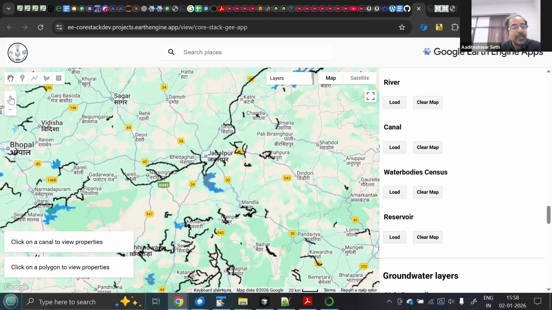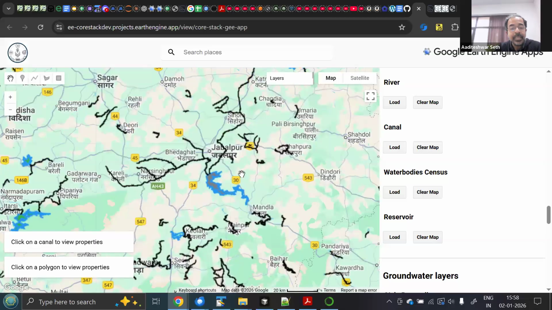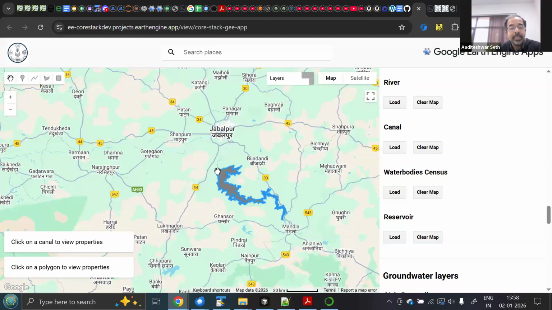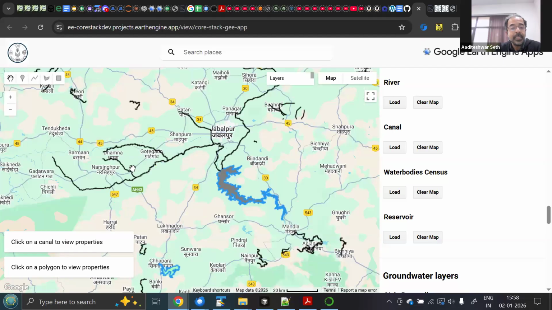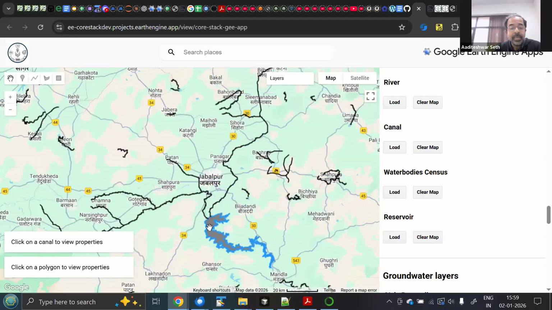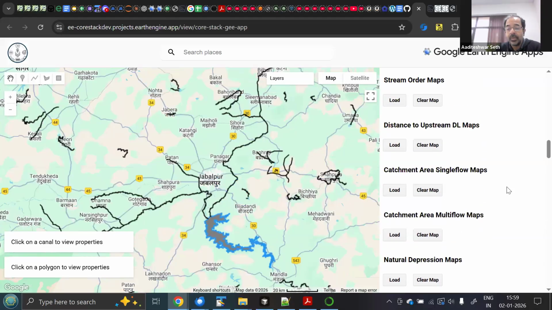So this is a dam. These are canals coming from the dams, and these are canals and their distributaries and so on. Command area is which areas are using this irrigation water, and which areas are not using irrigation water.